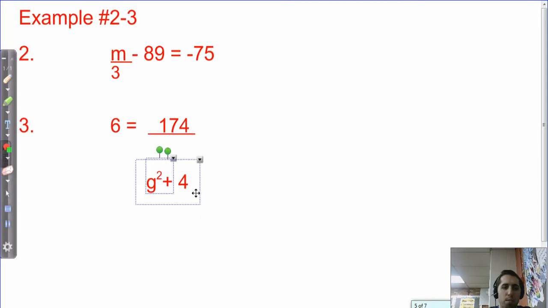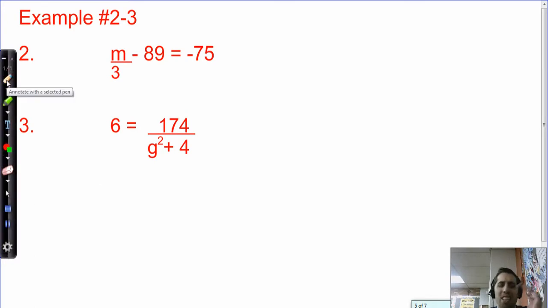I'm going to give myself a little more space because this is what we call a twofer. I'm going to show you how to solve this in 2 different ways, but first I hope you're realizing that before we do anything else, I can look at this and see, this looks awful. 174 divided by g squared plus 4, that's a miserable denominator. I don't even want to think about a fraction that looks like this.